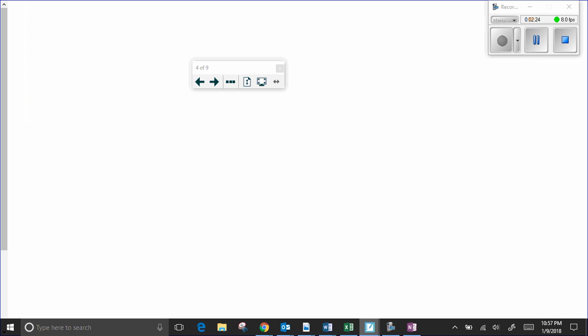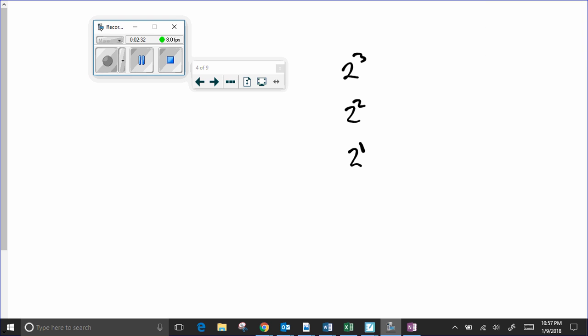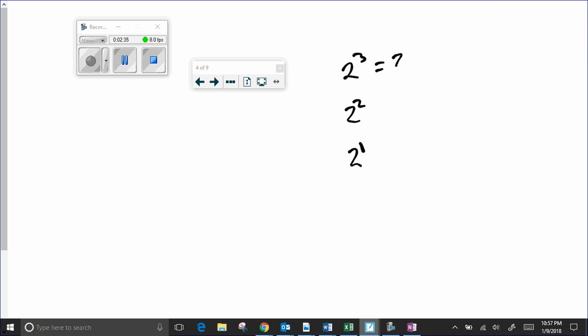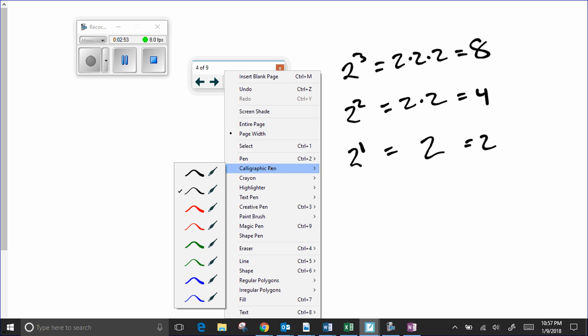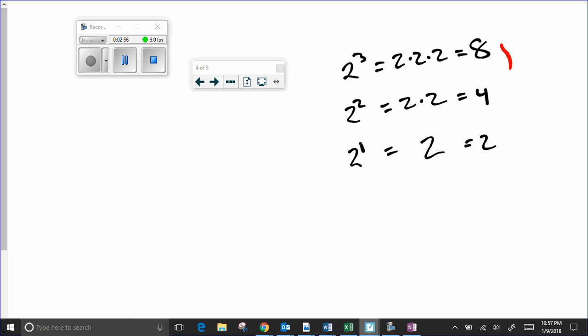Okay, so let's start with 2 to the third power, 2 to the second power, 2 to the first power. We know what these values are. 2 to the third is 2 times 2 times 2, which is 8. 2 to the second power is 2 times 2, which is 4. 2 to the first power is just 2, and that equals 2. What you can see here is that as we go down, we keep dividing by 2, right?